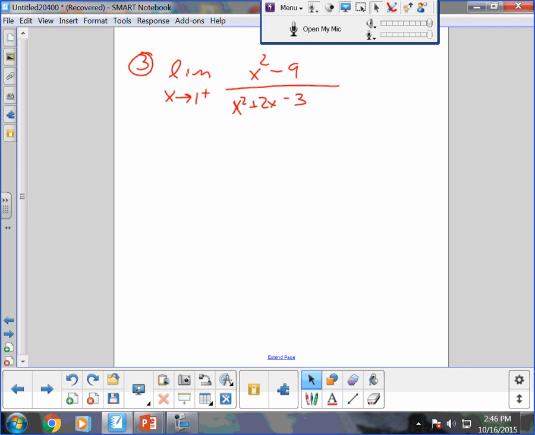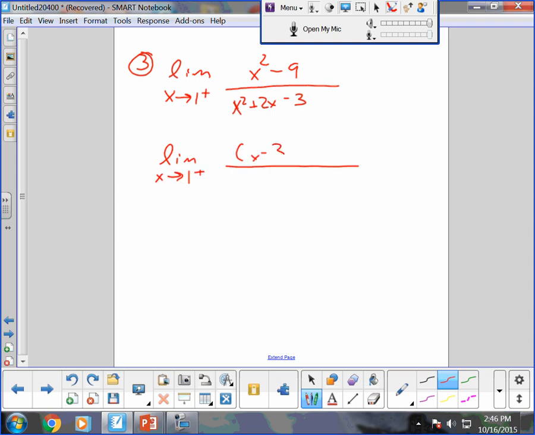So, listen, if it didn't make it 0, it's a rational function. The left hand and right hand would be the same because it'd be continuous, so we'd be done already. All right? So it didn't matter if it's left hand or right hand in that case, but this time it's going to matter, maybe. We'll see. So I'll go 1 plus, and I'll factor. It's x minus 3 over x plus 3 times x minus 1. Do we agree?